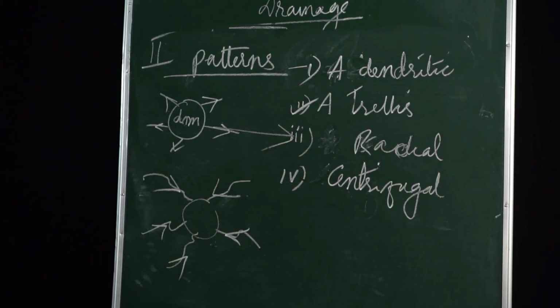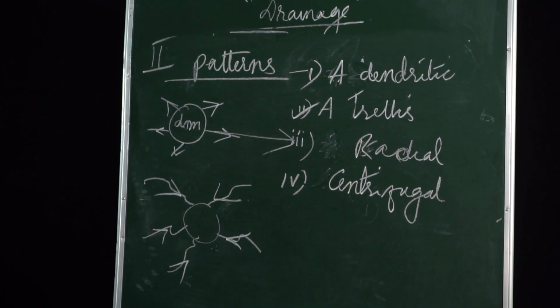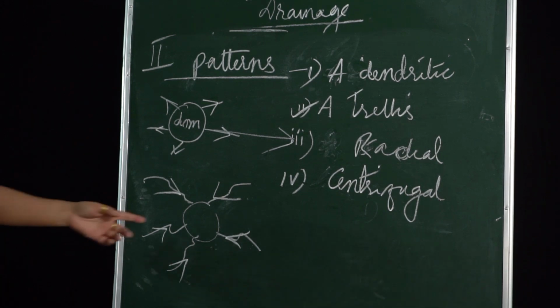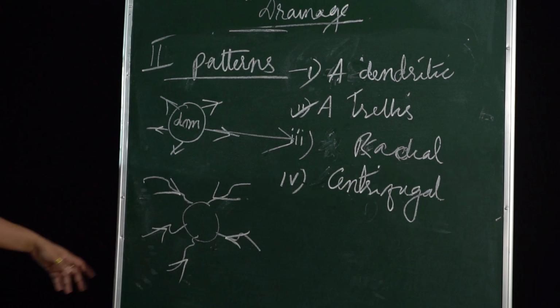So the centrifugal drainage pattern is usually found in less rainfall areas or arid areas, and streams converge from all sides towards a central depression, a low area where there is a lake, and usually this is a lake here.